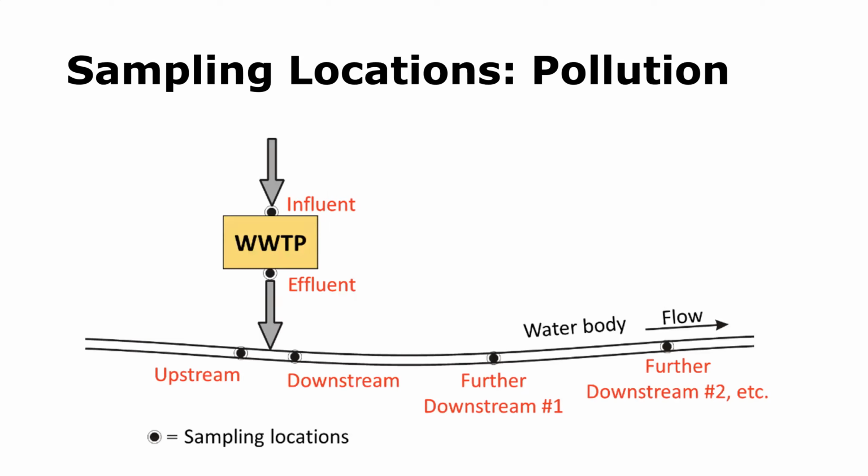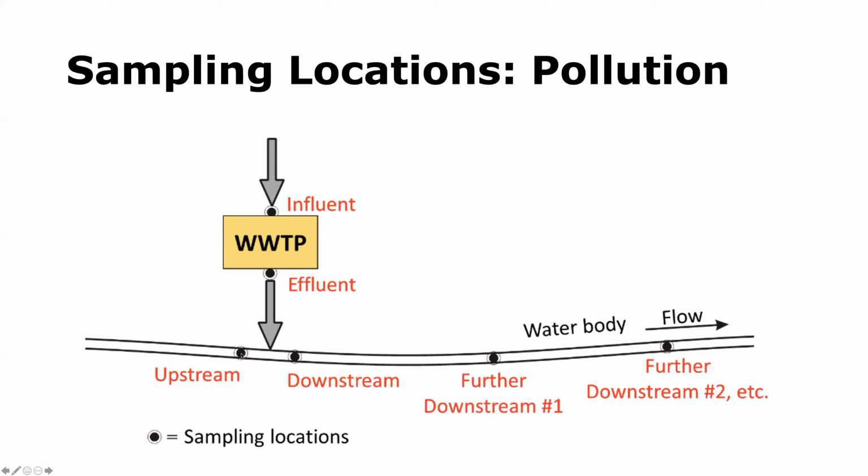So let's say we are conducting a study of water quality. We want to determine our sampling locations for a study of pollution. Let's say the pollution is coming from a wastewater treatment plant. So some potential sample locations that we might select would be the influent and the effluent of the treatment plant. Perhaps we want to know how well that treatment plant is performing at reducing the pollution.